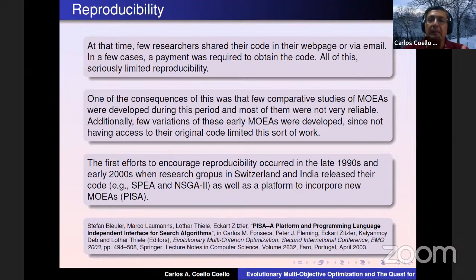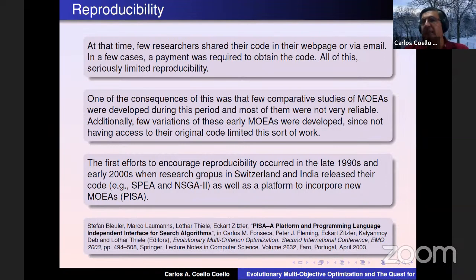So as a consequence, there were very few comparative studies of these early algorithms developed in the mid-90s, because you had to implement them and there was no certainty that your implementation would be correct. How could you know that? You rely on what was in the paper, and sometimes not everything was in the paper. They were using some obscure parameter, some strange mechanism, something that was not included in the paper, and there was no way of knowing that.